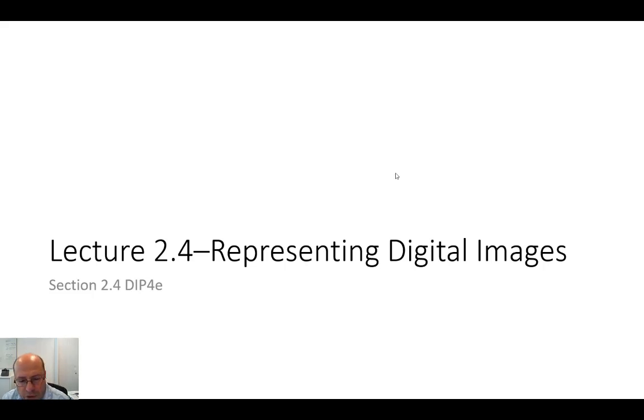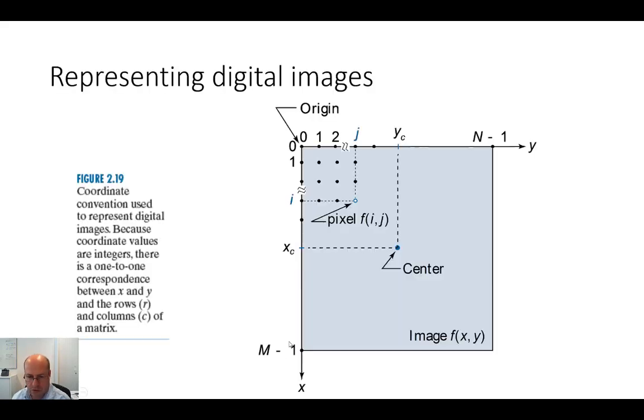Now we're going to talk about a few issues related to digital image representation. That's section 2.4 of our textbook. We've seen that an image is basically represented as a matrix. And the way you index this matrix is the following.